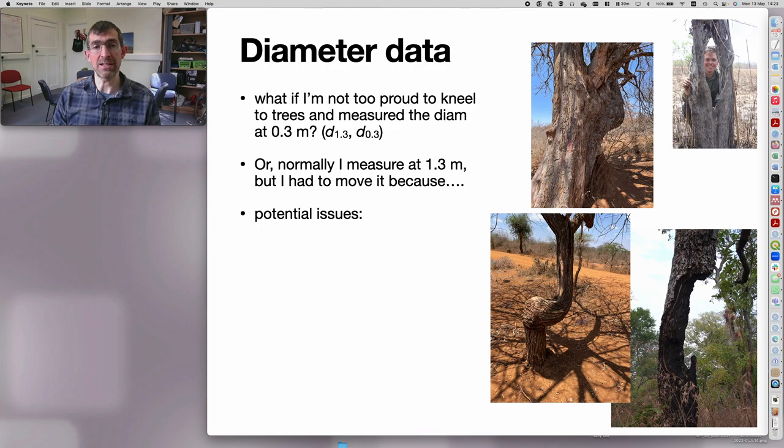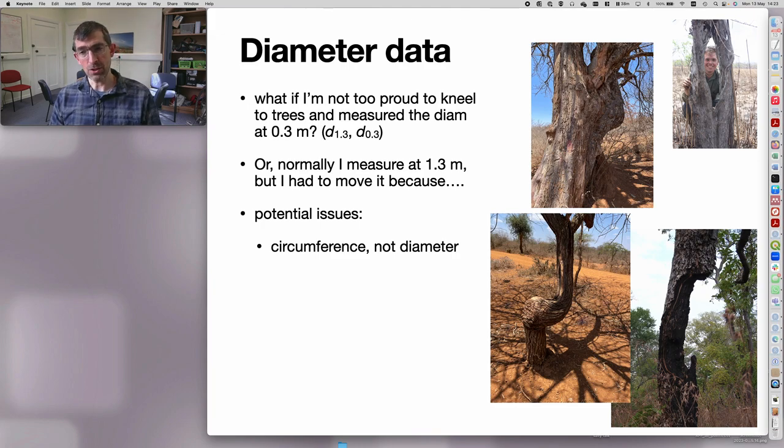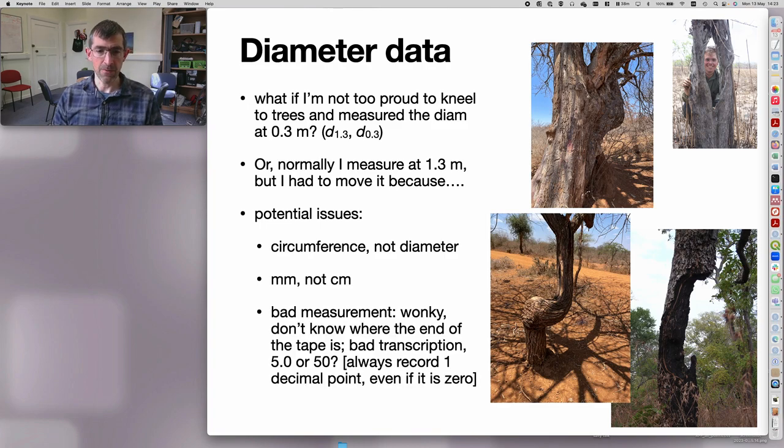So don't just feed data from measurements at 0.3 into the SHAV allometry or any other allometry if it says it was based on 1.3. But as long as you account for that, there are a few other snafus, but there's not too many issues. So sometimes people measure circumference, so check you haven't had circumference recorded. We still see the classic issues about getting the units right.